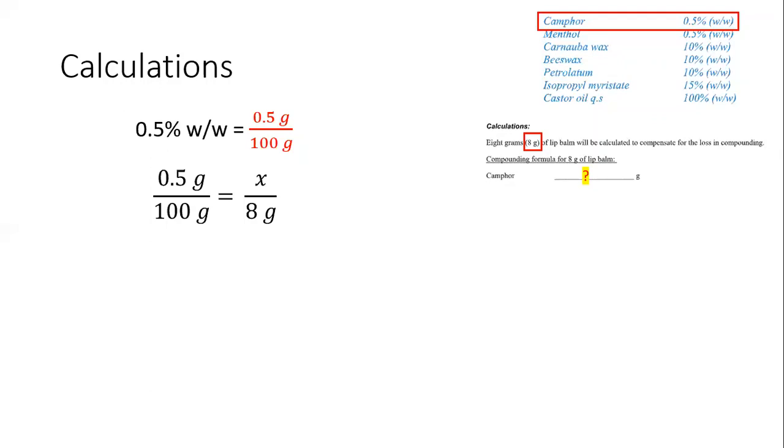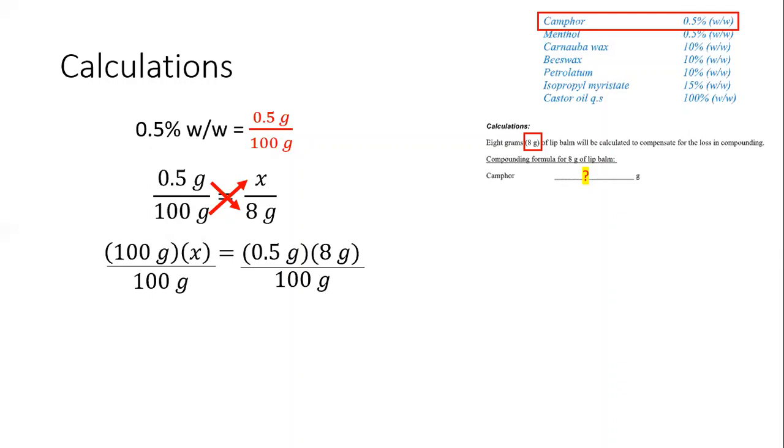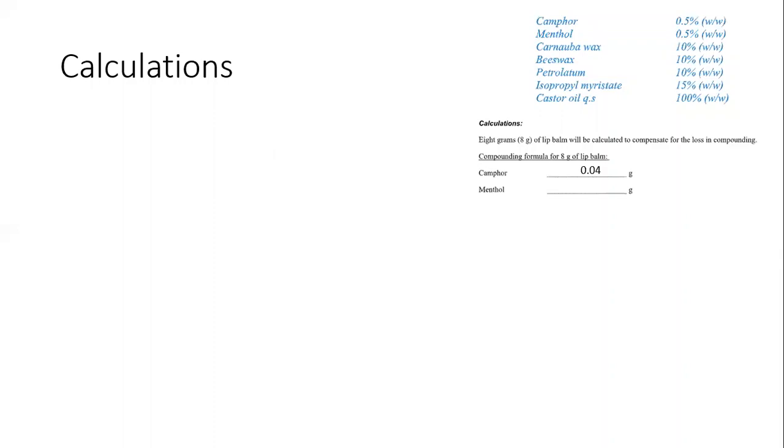We can cross multiply and get this equation, from which we then divide both sides by 100 grams to isolate X. Cancel out and get X is equal to 0.04 grams. Our next ingredient is menthol, which has the same weight over weight concentration as camphor. So our calculation is easy as it will be the same.